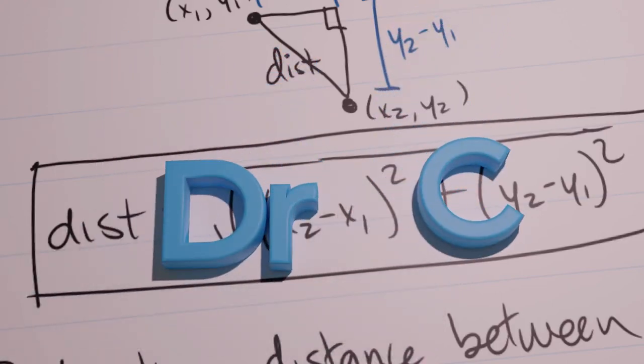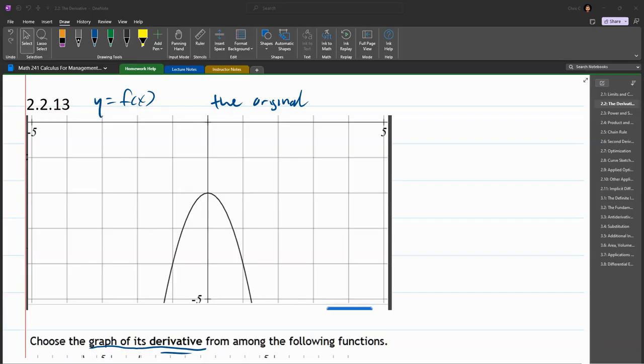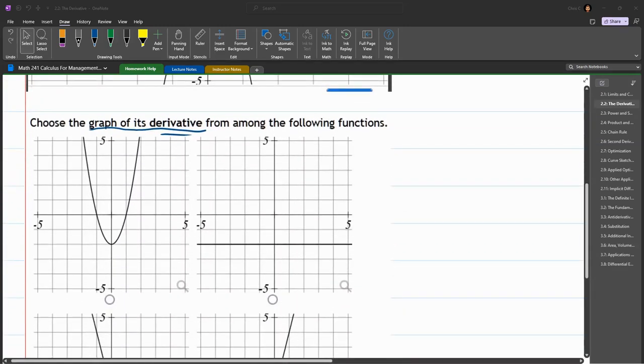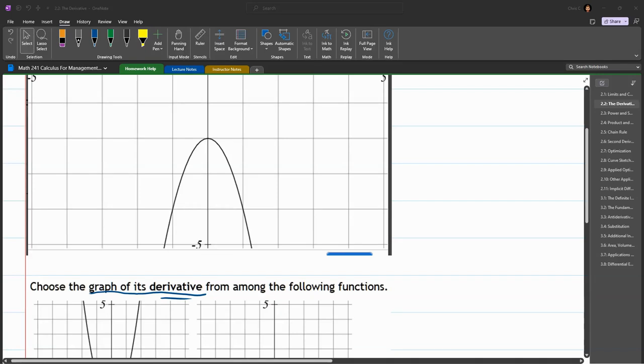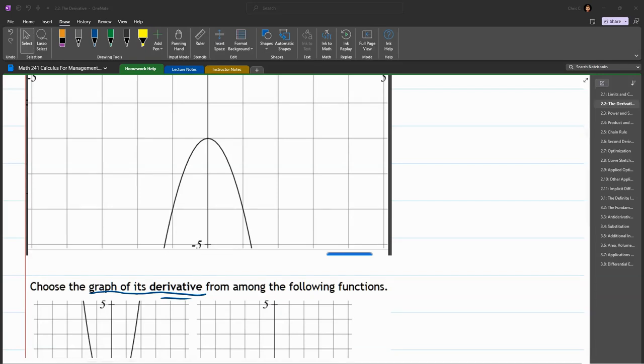In this problem about the derivative, we're given the original function y equals f of x, and then we're asked, from four different graphs, which of these four graphs is the derivative of the original function up here. What we need to do with this function is we really only need to look at the slope at a few different points. So I think there's a few easy points to look at the slope.